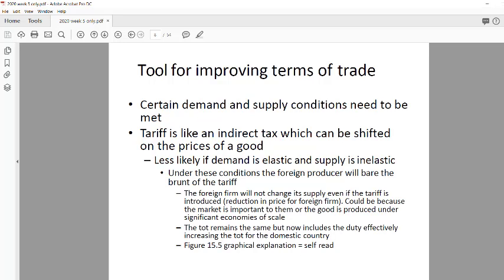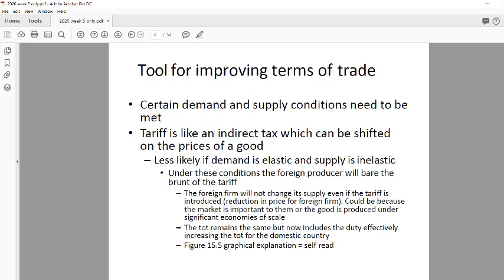So why would a firm have this inelastic supply? There are two possible reasons. The first reason is the market is important for them. For them to just shift the supply somewhere else might affect them badly. So this good is important for their country's development.